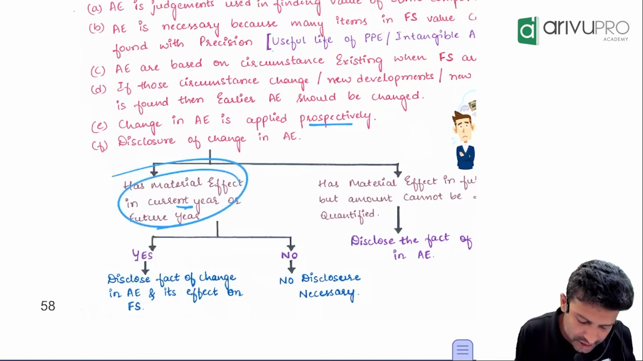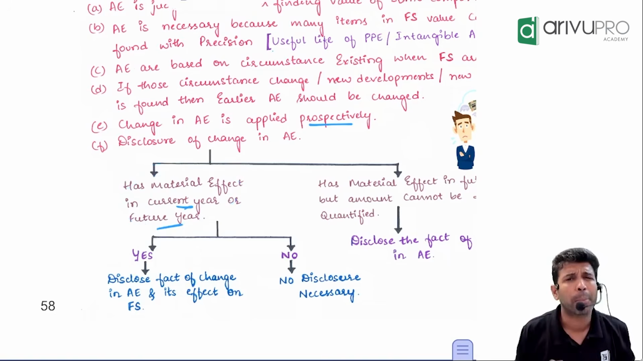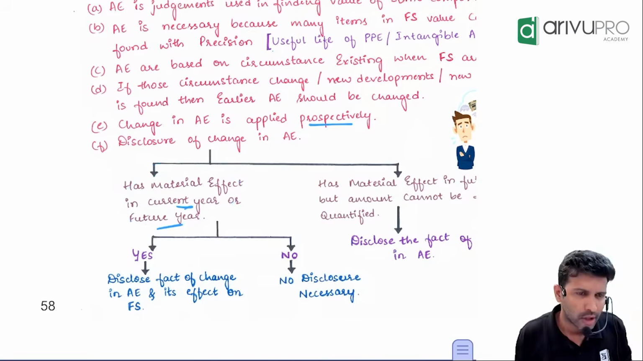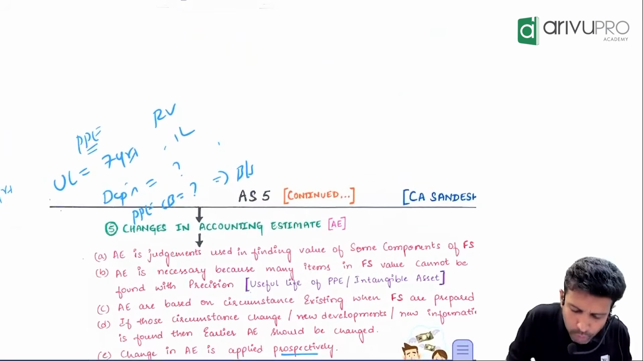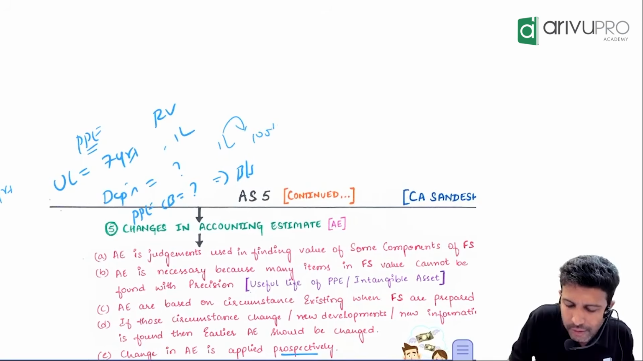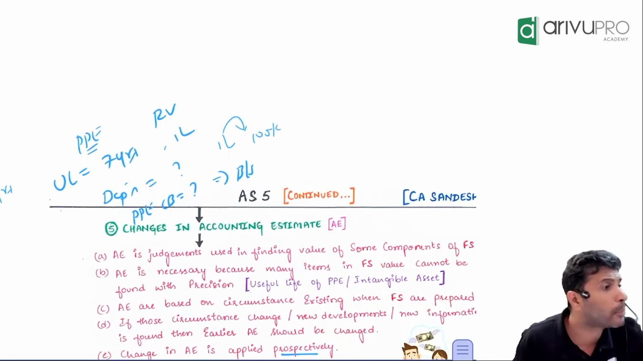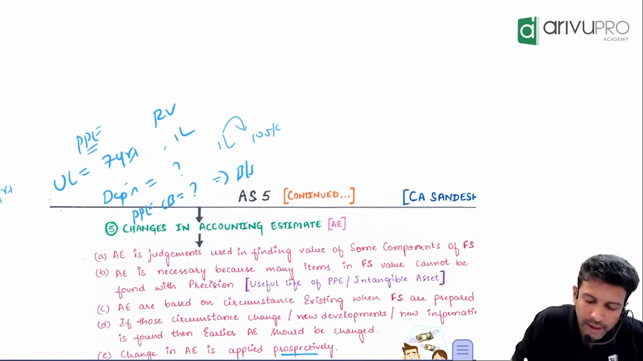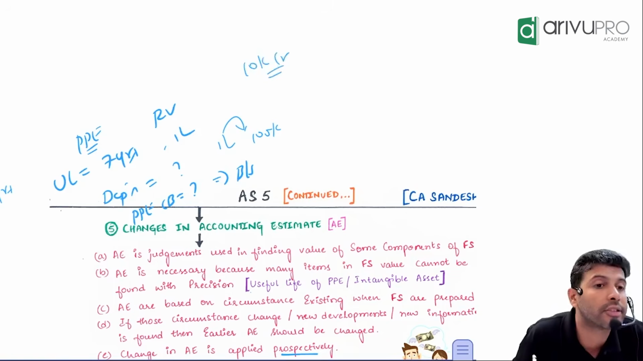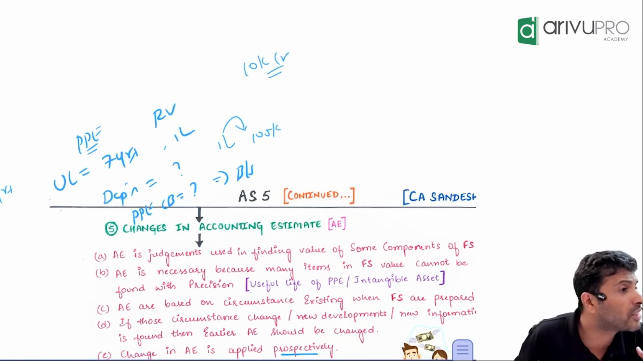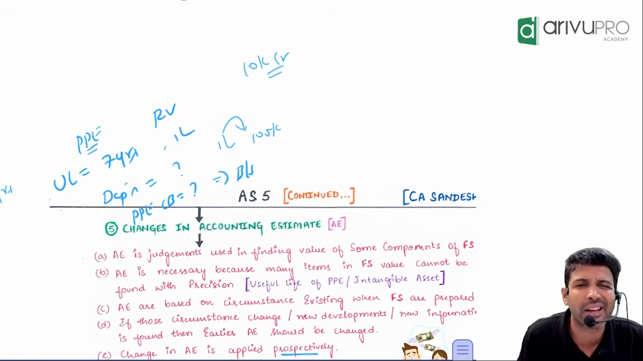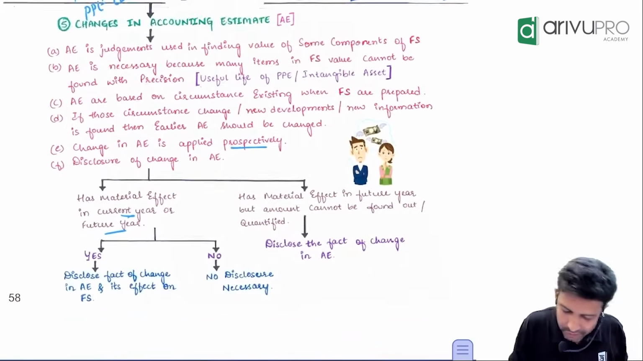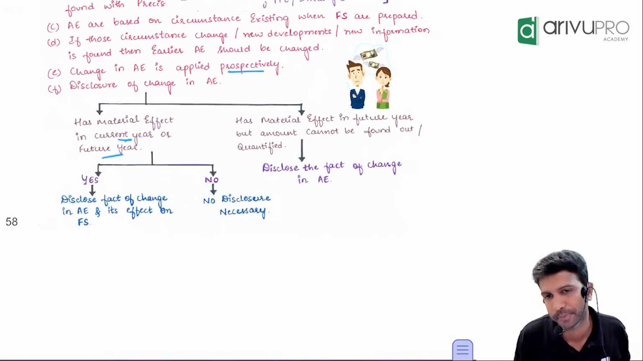Suppose you have changed an accounting estimate, but the effect is very immaterial. You have changed your useful life, but due to this, depreciation went from 1 lakh to 1,05,000. And say my organization's size is 10,000 crores. I am Reliance. Do you think this is material for me or immaterial? So if it is not a material fact, you don't have to give any disclosure.